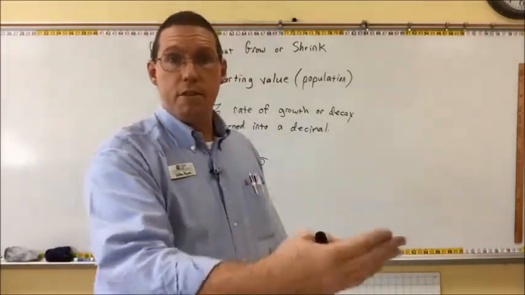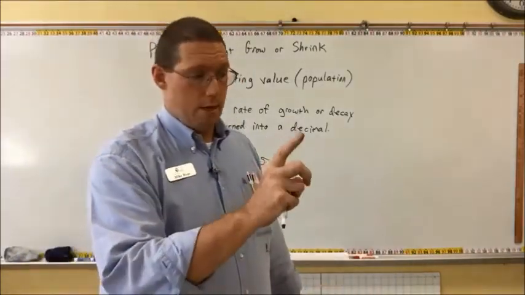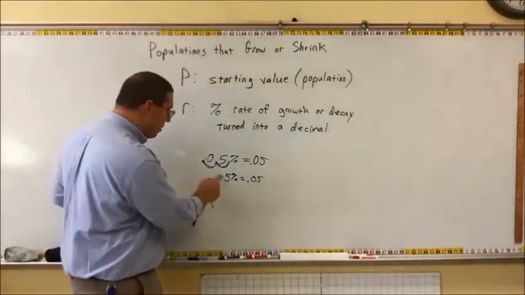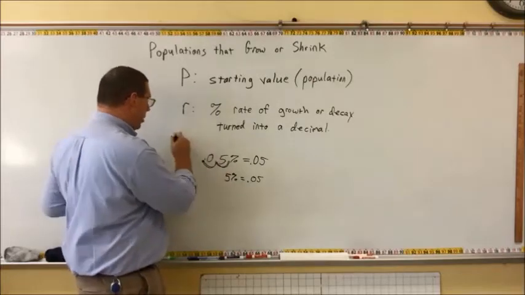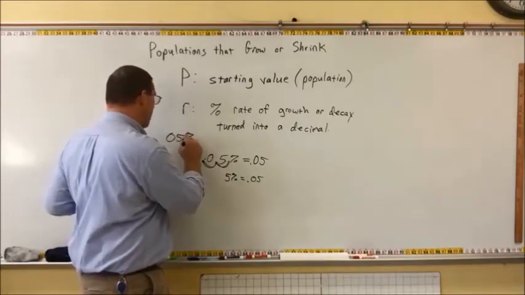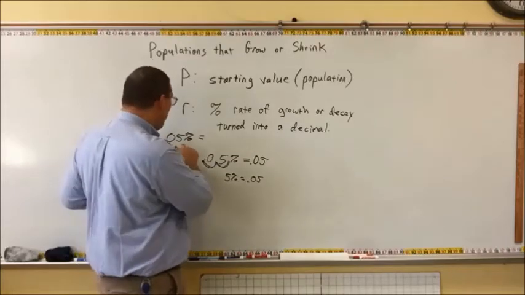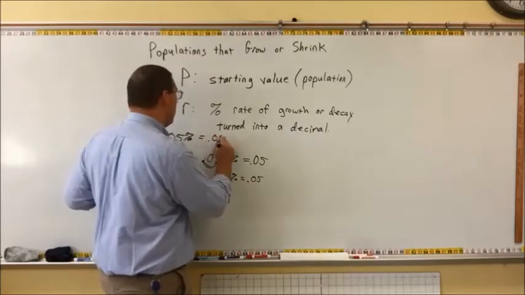Remember filling in zeros in synthetic division? Well, sometimes you have placeholder zeros. There's a placeholder 0 here. This is really 0.05%. That's what 5% is. It's 0.05%, which means 5% is equal to 0.05.